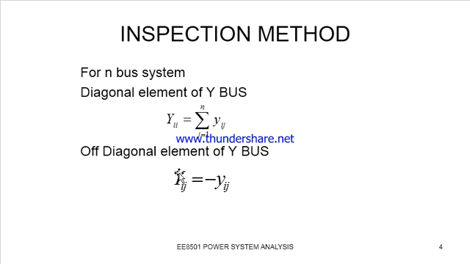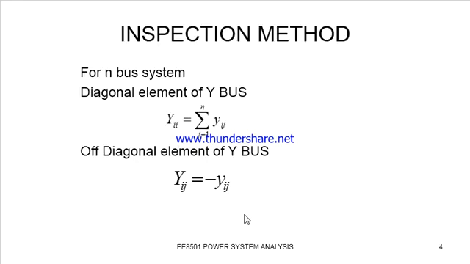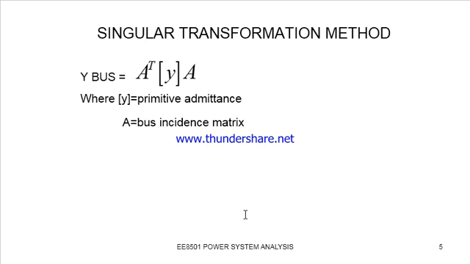Similarly, for off diagonal elements, we have to find the line or impedance which is connected from the first bus to the second bus. If it is Y12 or Y21, both are the same, we consider the impedance connecting the first bus and the second bus. Its negative value is the off diagonal element. In this way, we can find the bus admittance matrix. The second method is the singular transformation method.